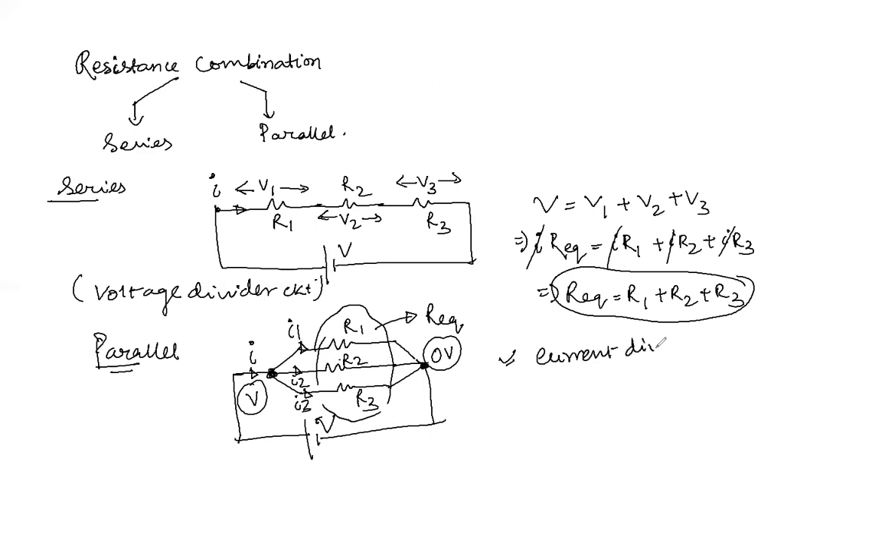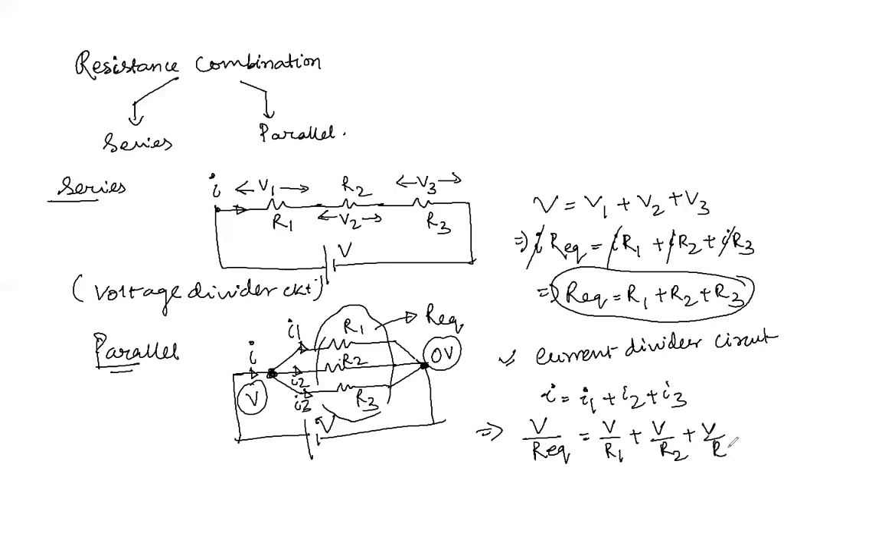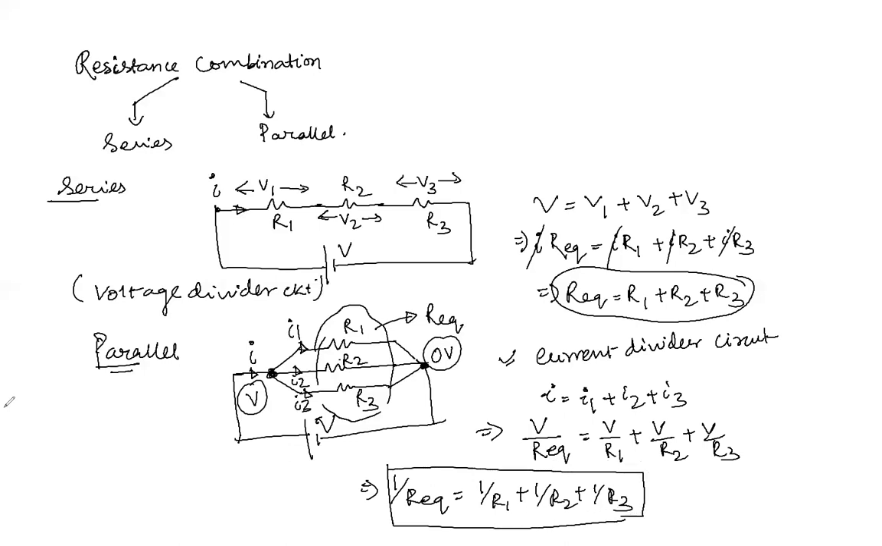So we can say that I is equal to I1 plus I2 plus I3, and I can be written as V divided by R equivalent is equal to V by R1 plus V by R2 plus V by R3. So we can write 1 by R equivalent is equal to 1 by R1 plus 1 by R2 plus 1 by R3.